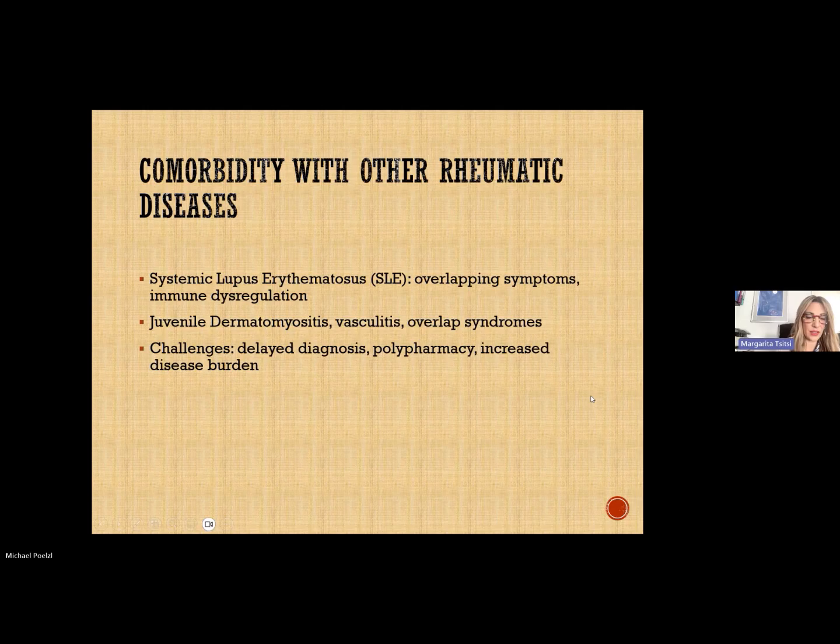JIA may coexist with other autoimmune conditions, such as systemic lupus or juvenile dermatomyositis, and sometimes with non-rheumatic disorders, such as autism. Each of these comorbidities adds a layer of complexity to both the clinical and emotional management of the disease.